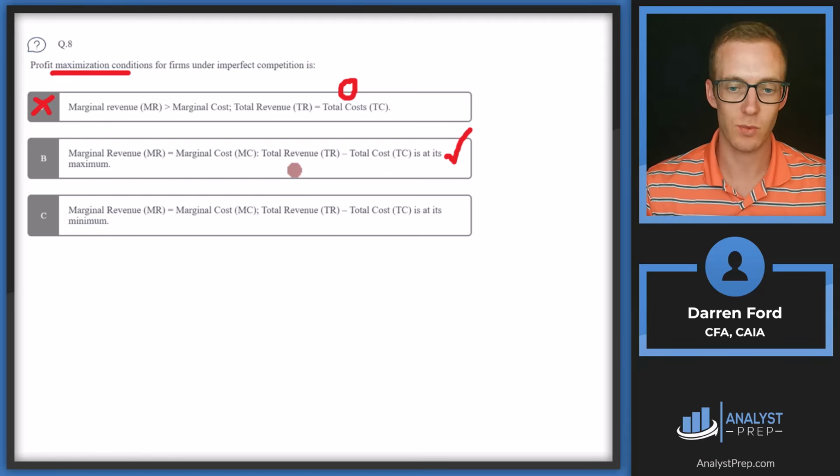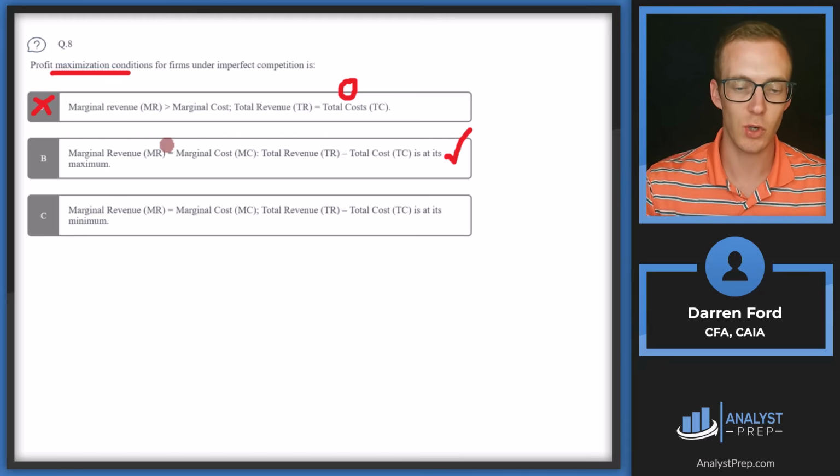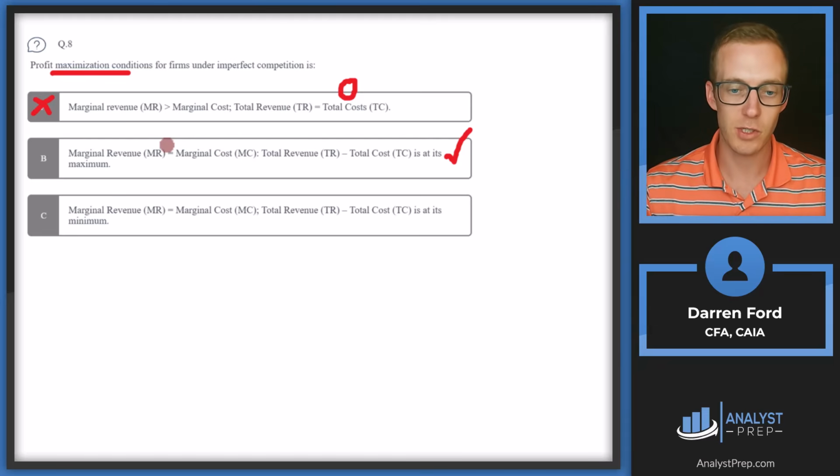Our profit is revenue minus cost, so if that's at the max, that would indicate we're maximizing profit. And marginal revenue equaling marginal cost is going to indicate each additional unit, the next additional unit that we want to produce, is going to net us $0 in more profit. So we would want to stop producing there because we're not going to make any more profit and we're already maxed out. So it looks like B is our answer.